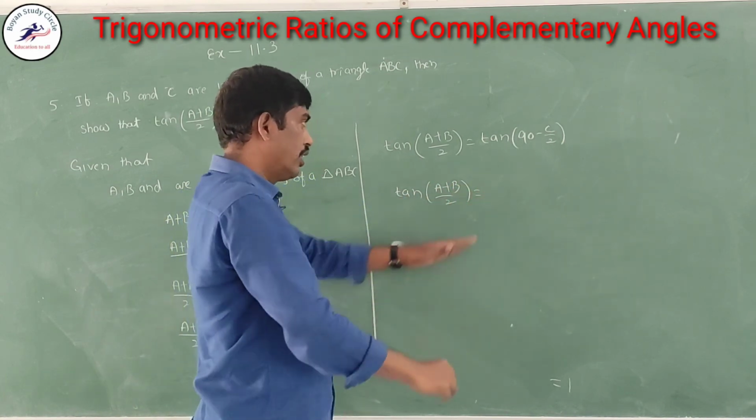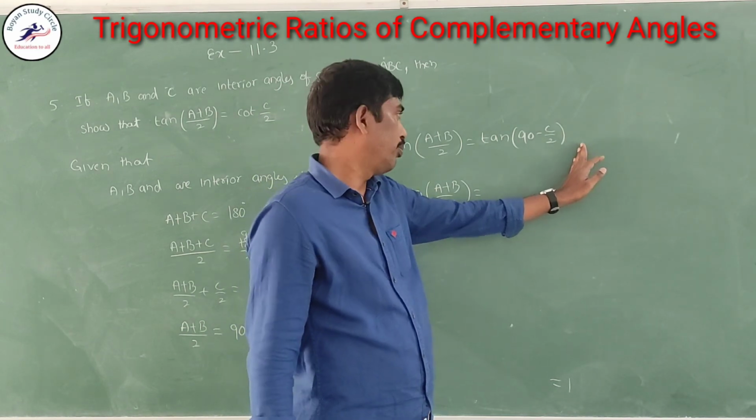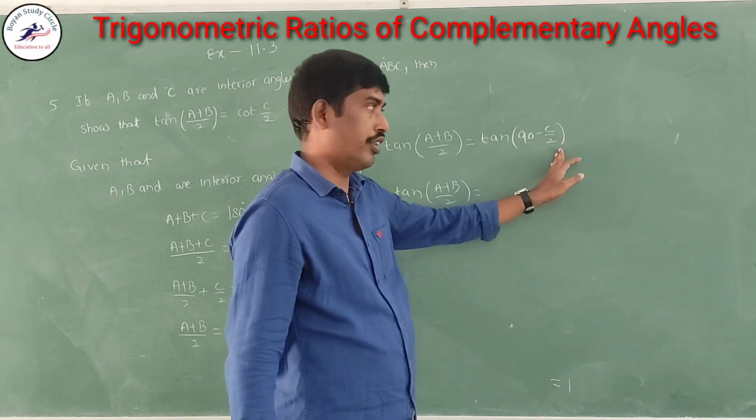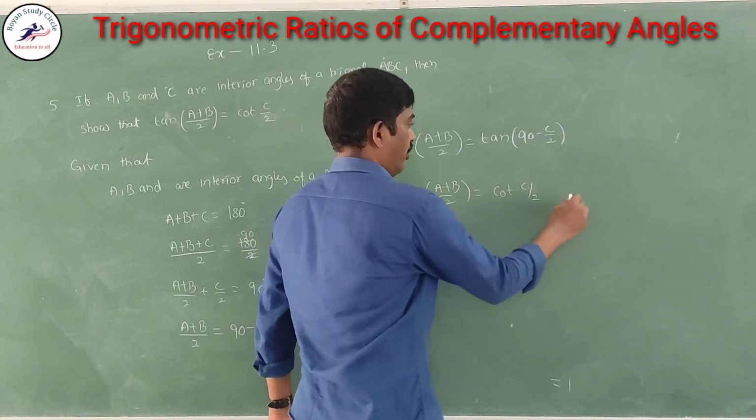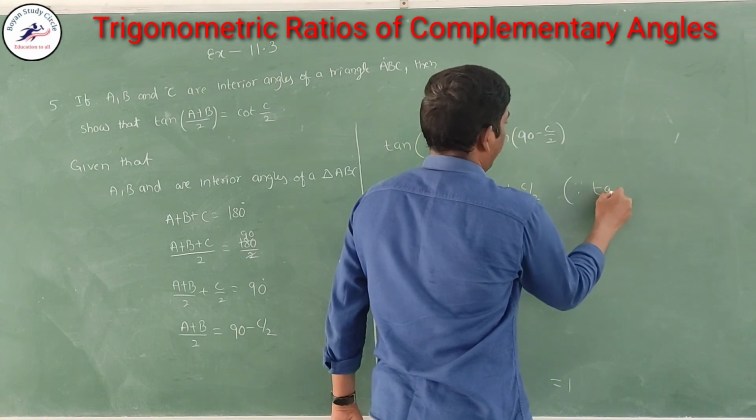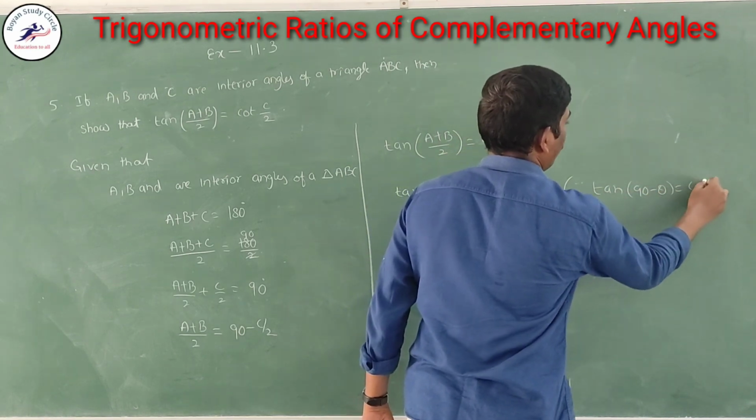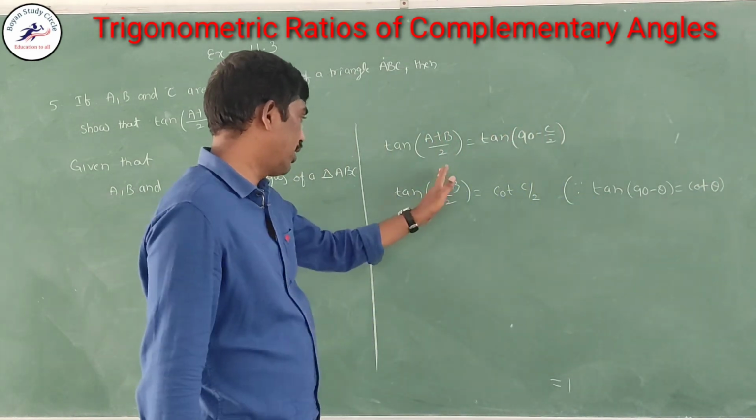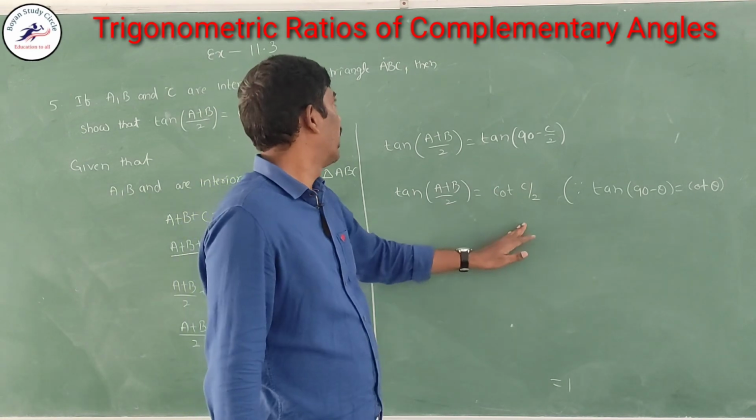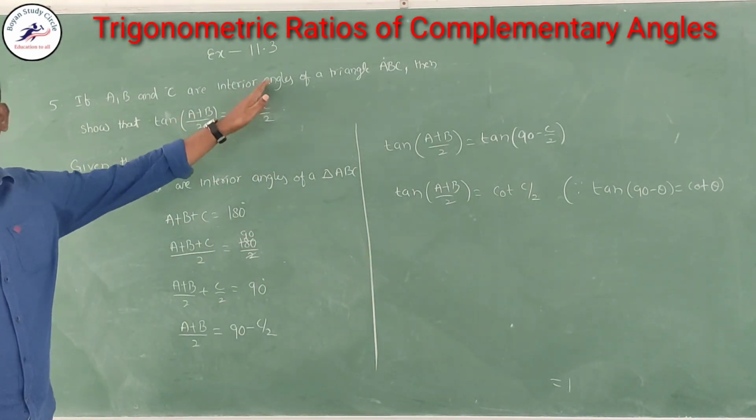So here, see, tan of 90 minus theta is equal to cot theta. In place of theta, C by 2 is there, so this becomes cot of C by 2. Since tan of 90 minus theta is equal to cot theta, we are using this formula. So tan of (A plus B) by 2 equals cot of C by 2. That is what we had to show.